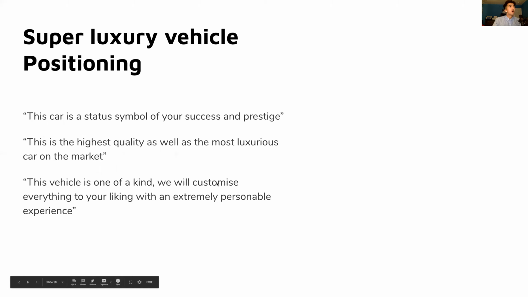So ending it all off, I wanted to share my super luxury vehicle positionings. The first one I stated was this car is a status symbol of your success and prestige. Of course, because these vehicles start from $100,000 and can go into the millions, when people see one of these cars driving on the road, they know that the owner is wealthy. So it is a status symbol of your success and prestige.